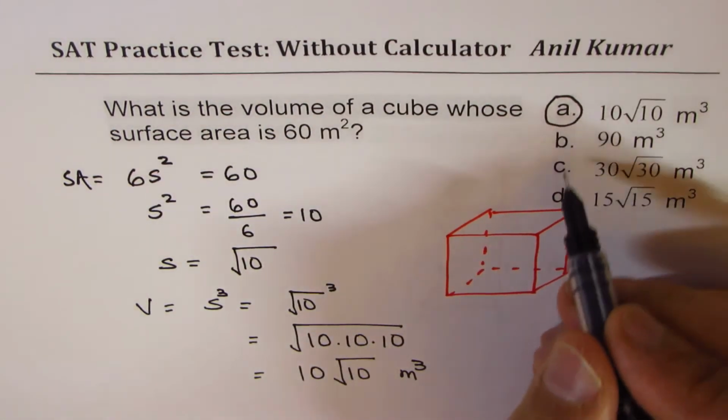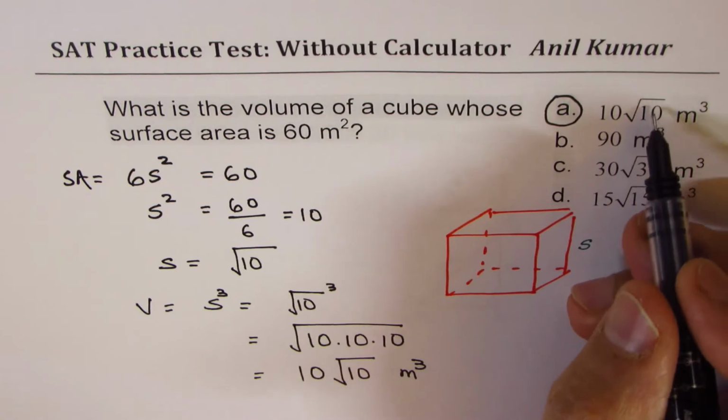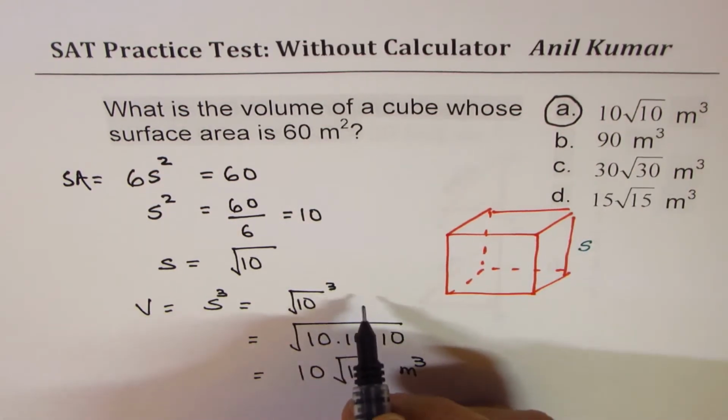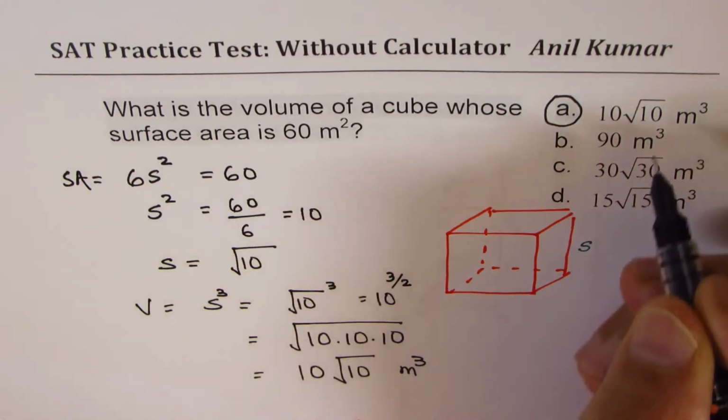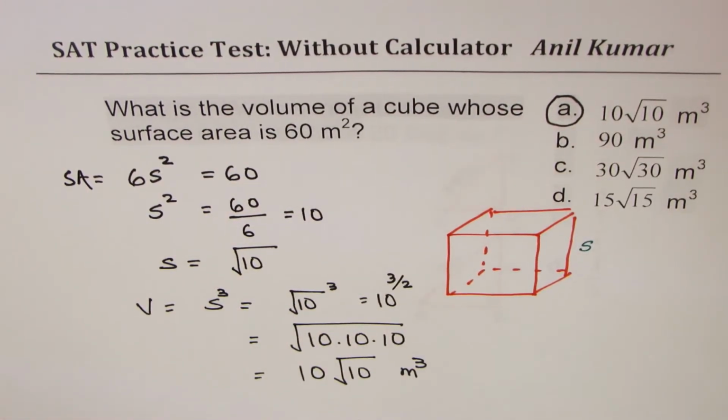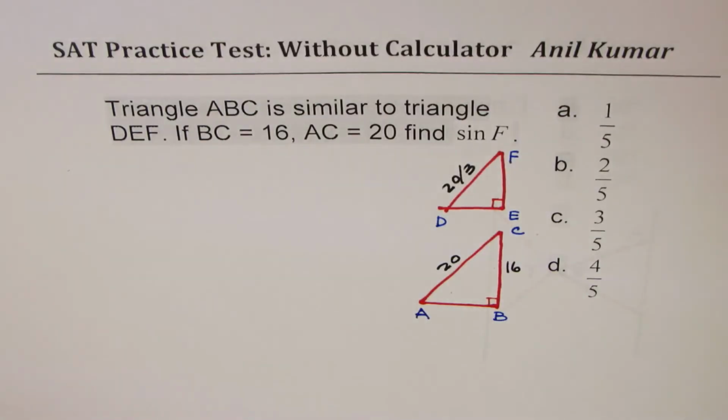At times you may see these options in exponent form, and this could be written as 10 to the power of 3 over 2, right? At times we may give you exponents here, so take care of that. But I hope that was simple. Let's move on and take some other questions based on geometry.